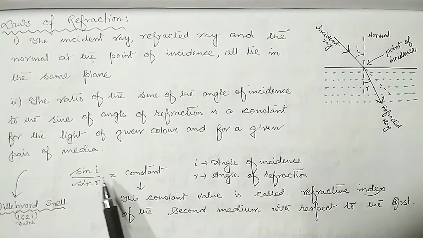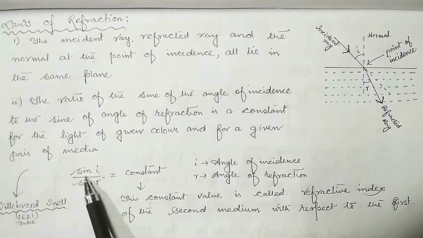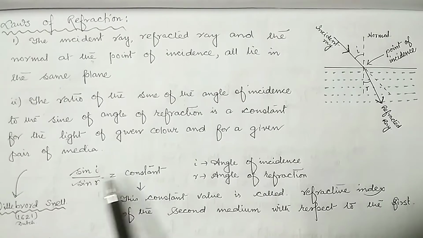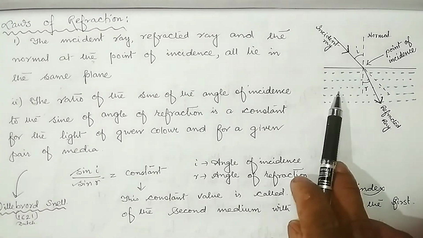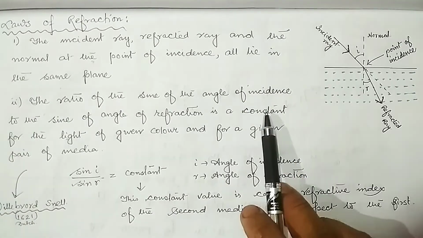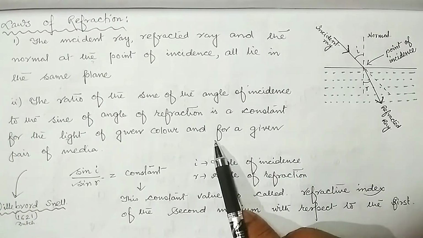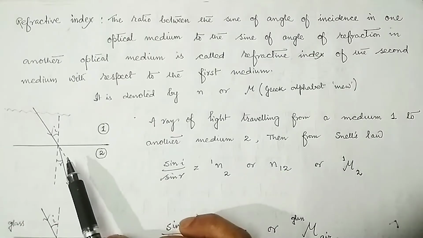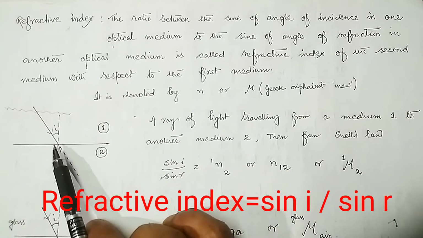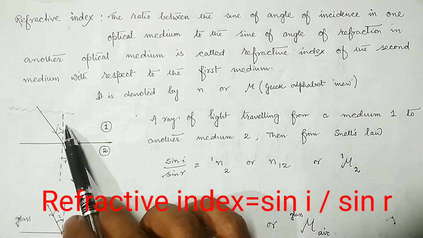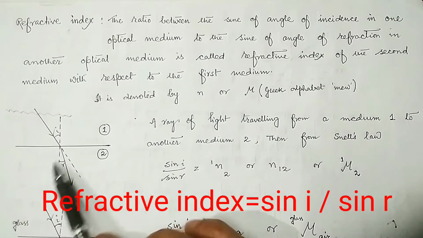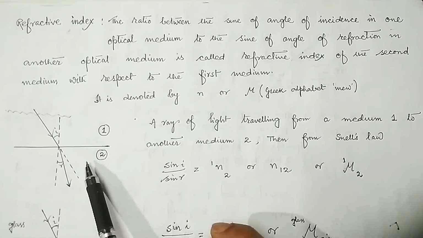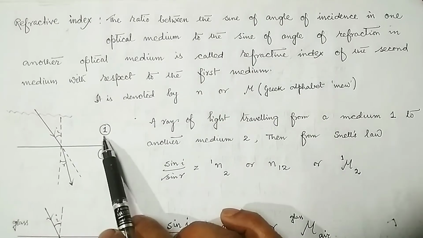In trigonometry, you have done sine theta. If you take the sine of the angle of incidence to the sine of the angle of refraction, that ratio will be a constant, and that constant is called the refractive index of the second medium with respect to the first medium. This law is also known as Snell's law after the name of the scientist W. Snell. Now, what is refractive index? The ratio between the sine of the angle of incidence in one optical medium to the sine of the angle of refraction in another optical medium is called the refractive index of the second medium with respect to the first medium.